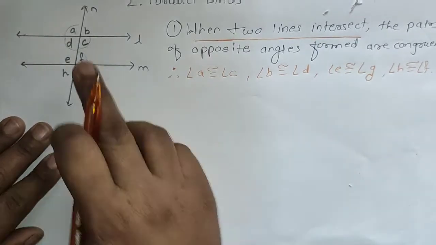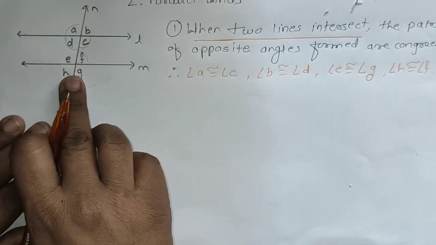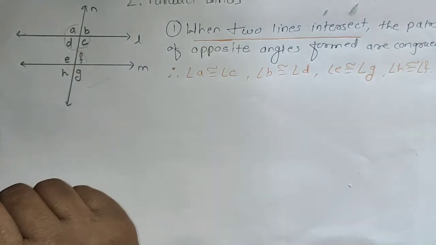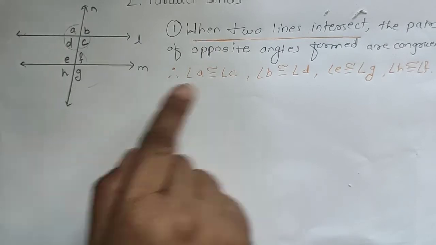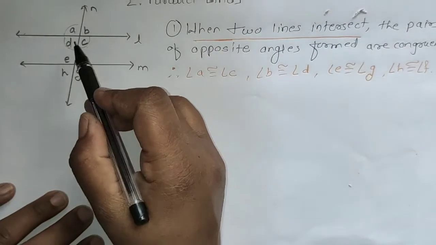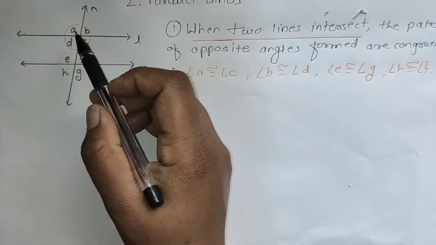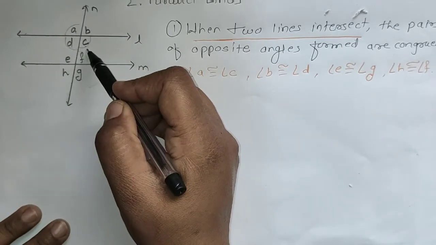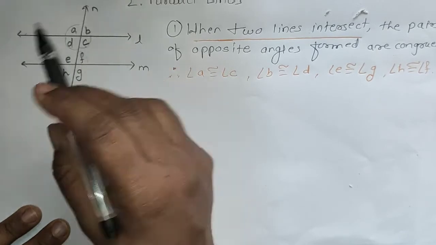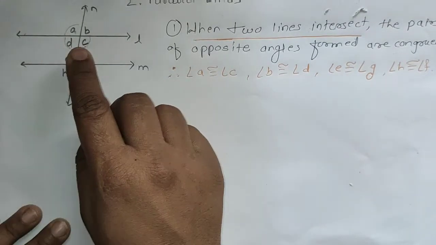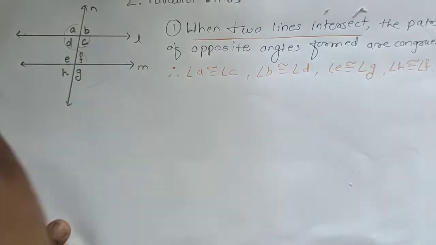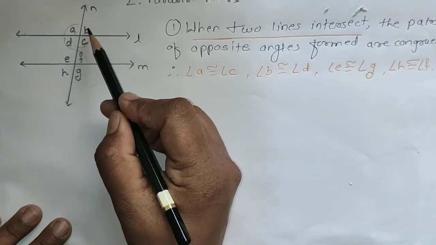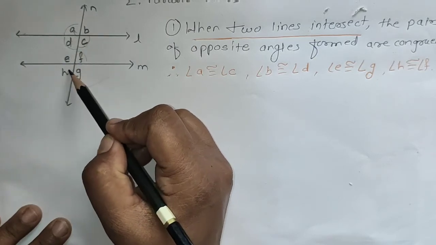So when two lines are intersected, the pairs of opposite angles formed are congruent to each other. Here A and C are the opposite angles, vertically opposite angles formed by the lines. So these angles are congruent to each other: AC, BD, EG, FH.